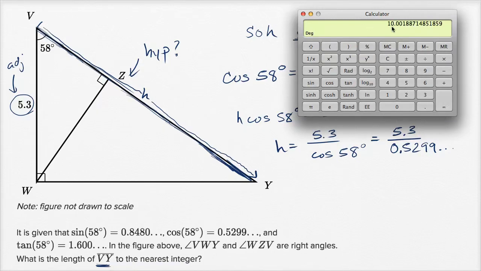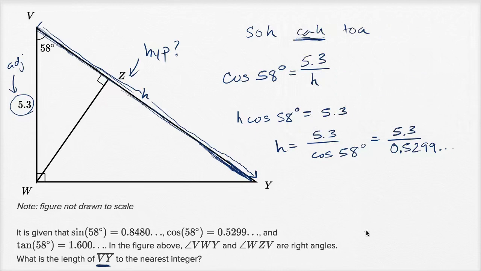So this is going to be equal to, well, round to the nearest integer, well, even to the nearest hundredth, this is going to be equal to 10. So the length of this side over here is going to be equal to 10.